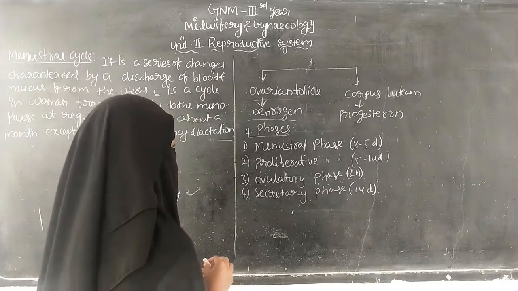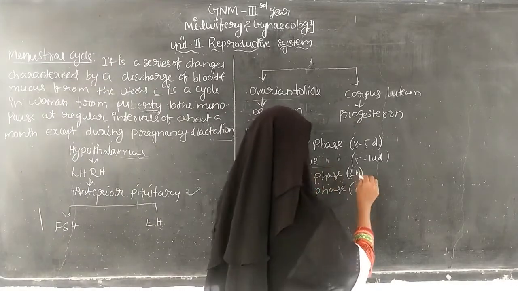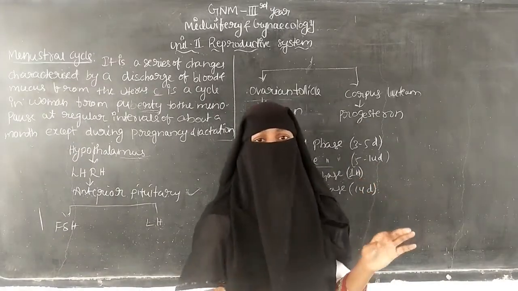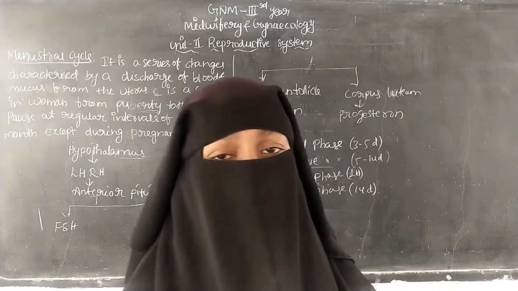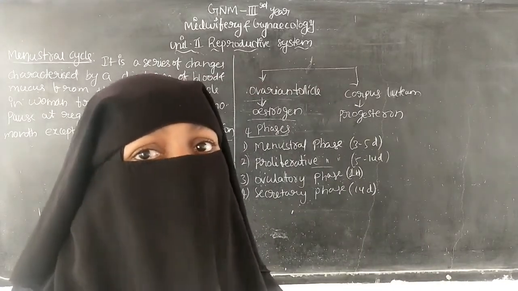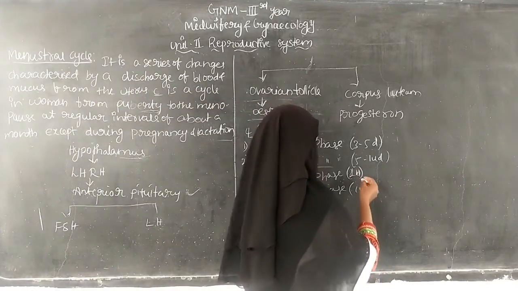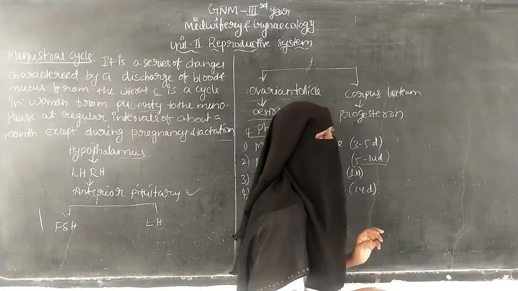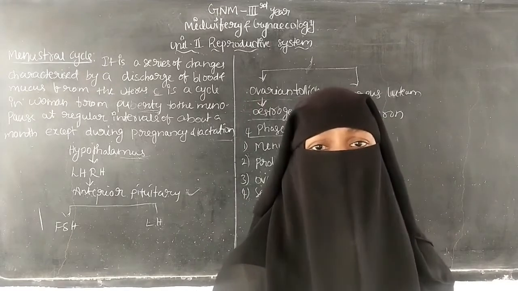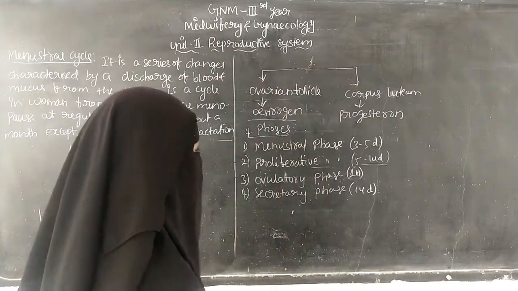So in the proliferative phase, the endometrium grows, and the endometrium glands also increase in length, under the influence of the estrogen.